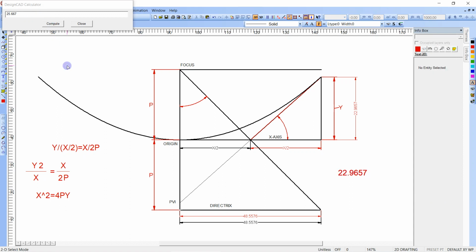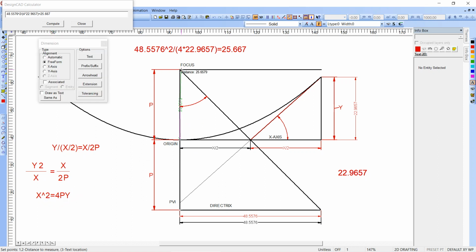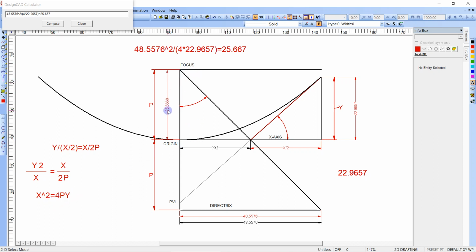So let's do this, control V. Equals. Control C to get rid of that. We just want to make sure that that's the p, right? We just took x squared divided by 4y, which should equal p, and then let's go over here and take a look at p and see what we got. 25.6669666, yeah, there you go.